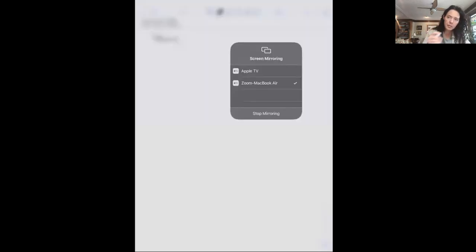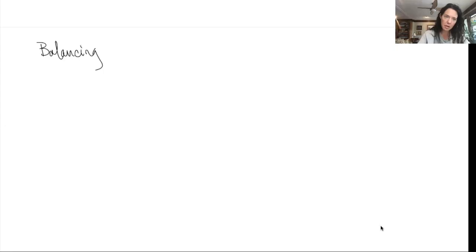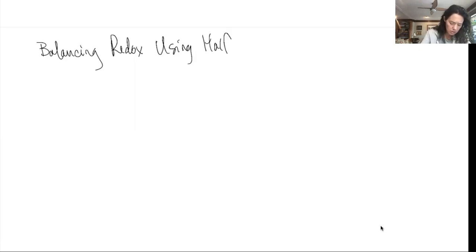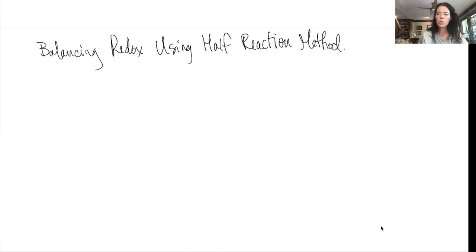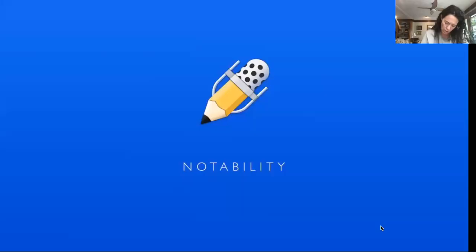Okay, balancing. Oops, let me share my screen here. And basically, we just got to jump into some example problems. Balancing redox using half reaction method. Okay, let's talk about what the rules are, guys. Hopefully the rules are in your notes. Do we need to write them down? No. Let's go look at them.